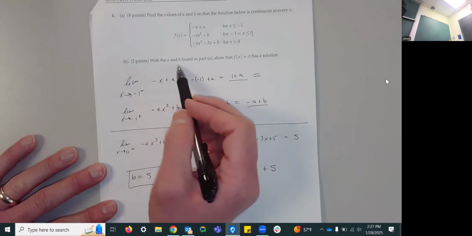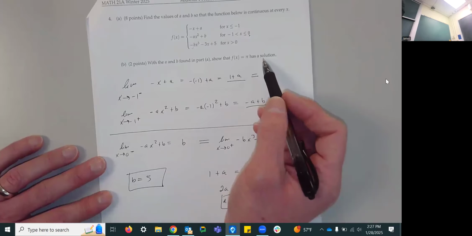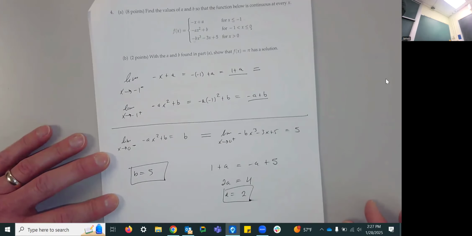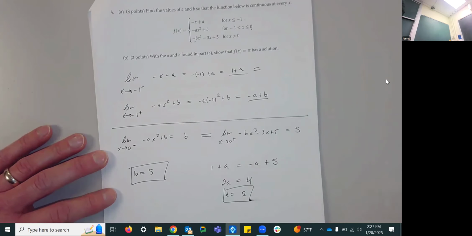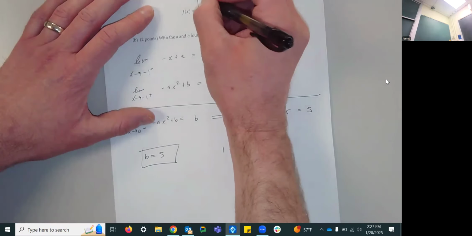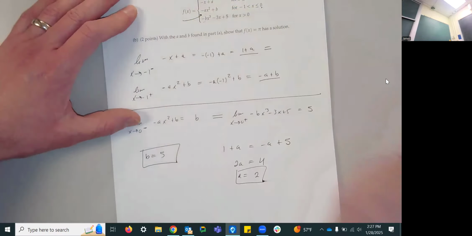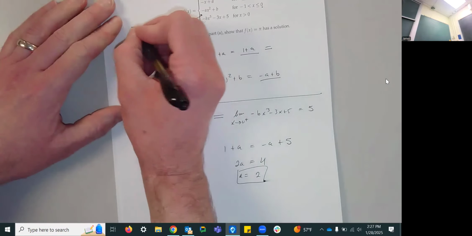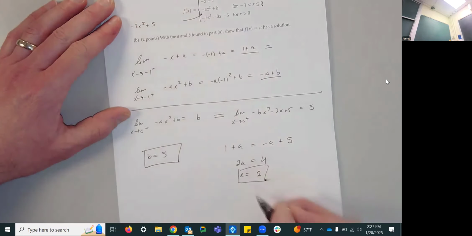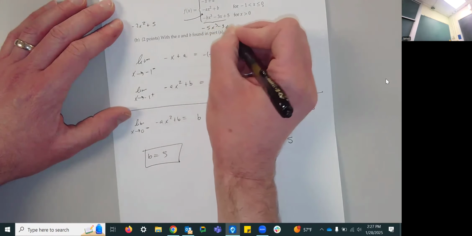And then with the a and b found in part a, show that f of x equals pi has a solution. Okay. Good question. So that's an application of what? Intermediate value theorem. Okay. f of x equals pi has a solution. Sure. So this is equal to negative x plus 2. This is equal to negative 2x squared plus 5. And that's equal to negative 5x cubed minus 3x plus 5.